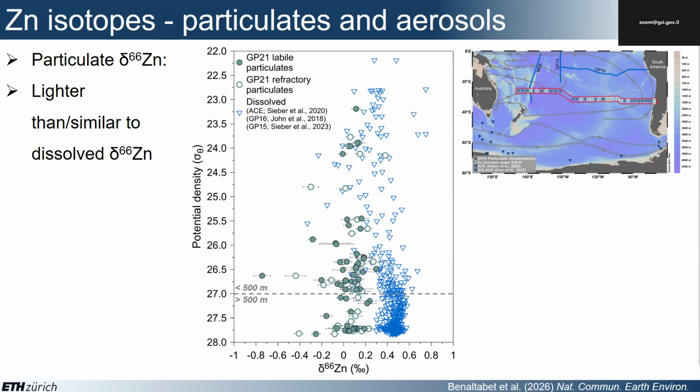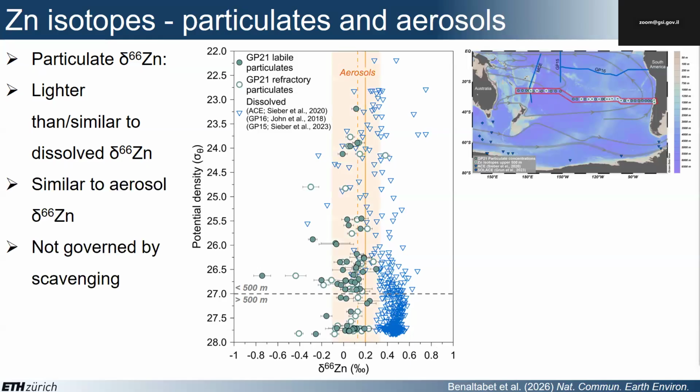So here, perhaps the most striking observation, and perhaps the most important thing in the study, is that the isotope composition of marine particles is either lighter or similar to the isotope composition of dissolved zinc. In addition, when we compare the isotope composition of particles to the isotope composition of aerosols, this orange bar here, we see an overlap between what we measure in aerosols and what we measure in particles in the ocean. And collectively, this tells us several things.